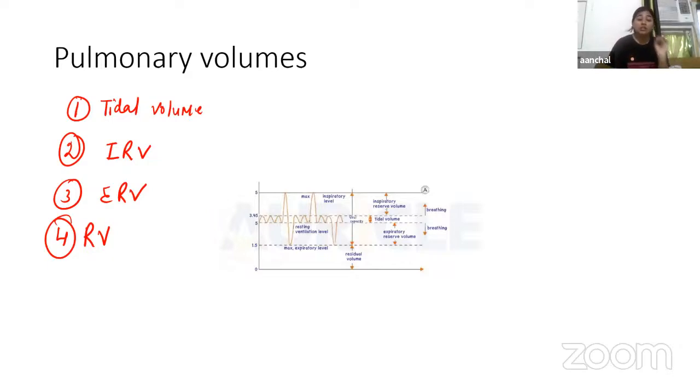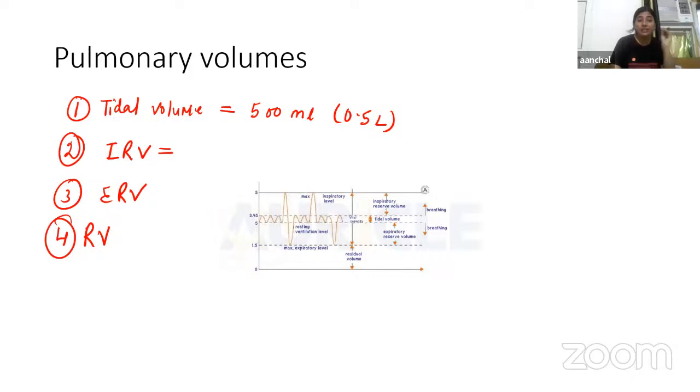This is to be remembered, that it is measured in single normal quiet breathing. And tidal volume signifies the normal depth of breathing, and talking about the normal value, it is 500 ml or 0.5 liter, right? Now, next we have IRV. IRV means inspiratory reserve volume.